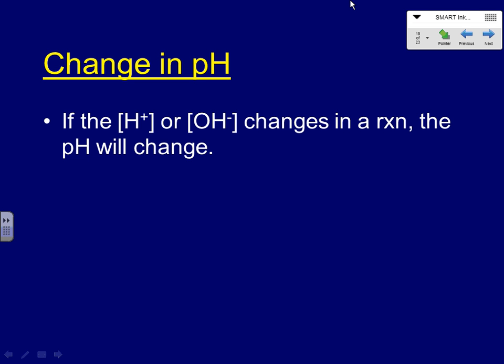Another observable that we can measure very easily is the pH. If you have a chemical reaction that produces H pluses or OHs, then the pH of that solution will change. Perhaps you start with something that's acidic and it absorbs those H pluses and turns into something that's neutral, then the pH will change.